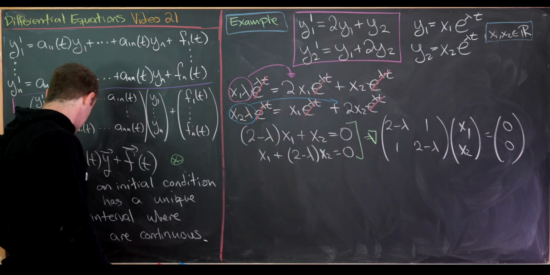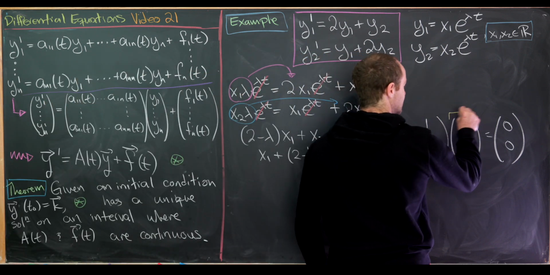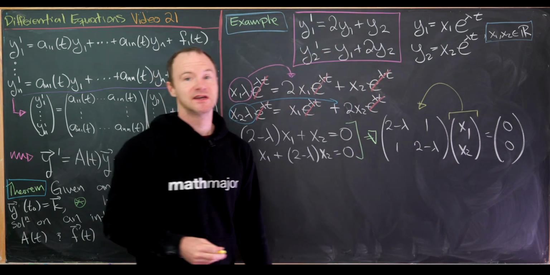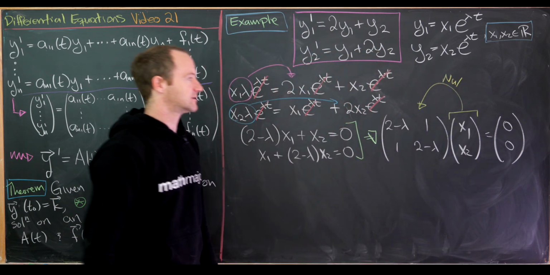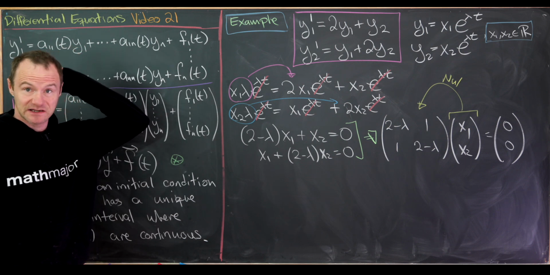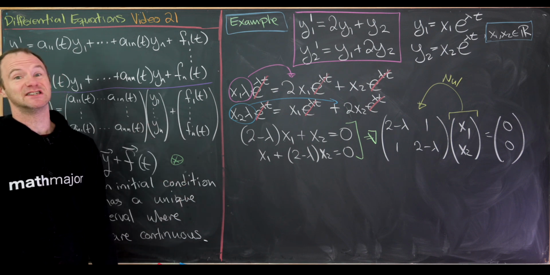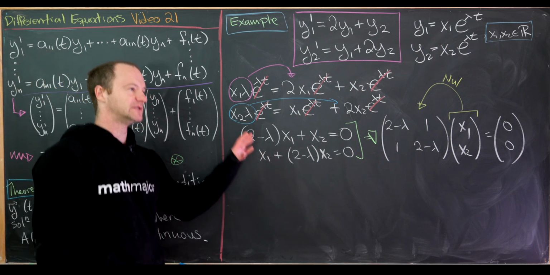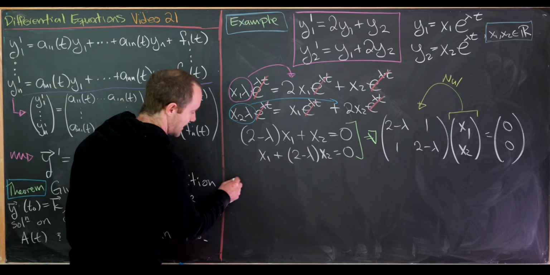Okay. But let's note that if this vector x1, x2 turns into the 0 vector when multiplied by this matrix, that means it's in fact in the null space of this matrix. But being in the null space of this matrix means this matrix is not invertible. But if this matrix is not invertible, that means its determinant is 0. But the fact that its determinant is 0 means that we can set up some sort of nice equation for lambda. So let's do that.